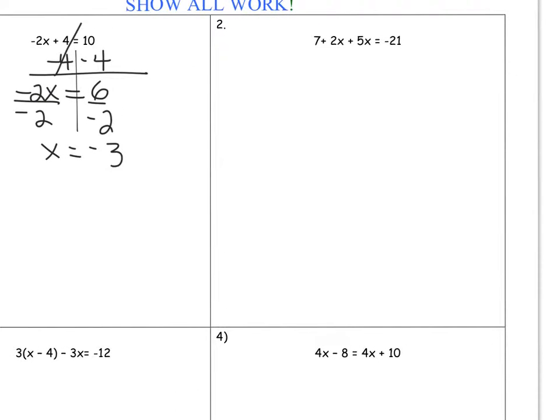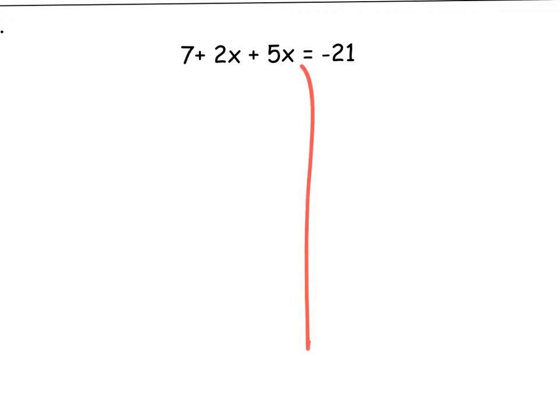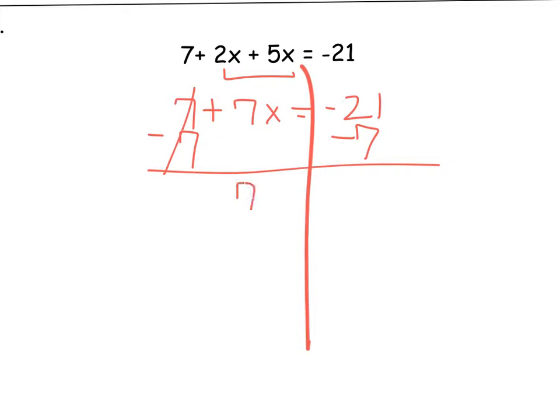Okay. Number 2. Same thing. We're going to draw the line. And this time we already have family members on the same side. So 2x and 5x go together to make 7x. Okay. And we subtract the 7 over to the 21. So this is 7x equals -28. Divide by 7. X equals -4.